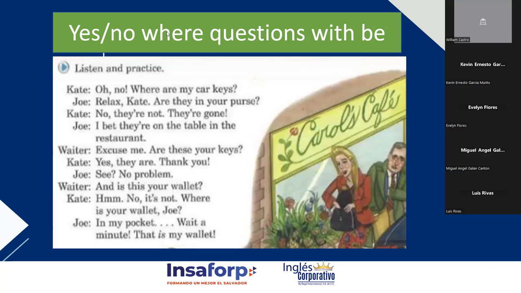Oh no, where are my keys? Relax, Kate. Are they in your purses? No, they're not. They are gone. I bet they're on the table in the restaurant. Excuse me. Where is your keys? Yes, they are. Thank you. Sí, no problem. And is this your wallet? No, it's not. Where is your wallet, Joe? In my pocket. Wait a minute. That is my wallet. Thank you.